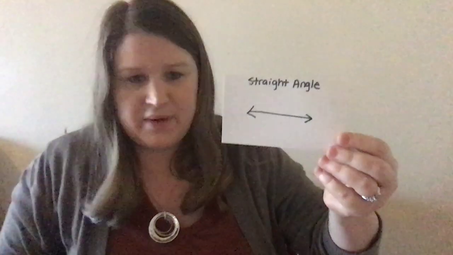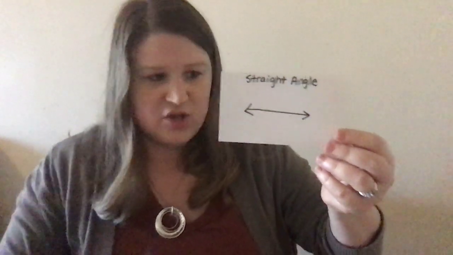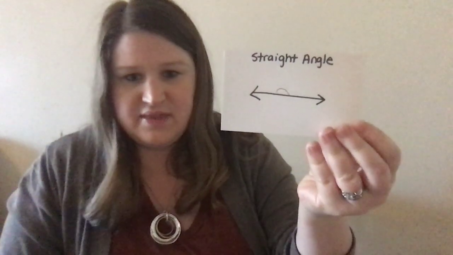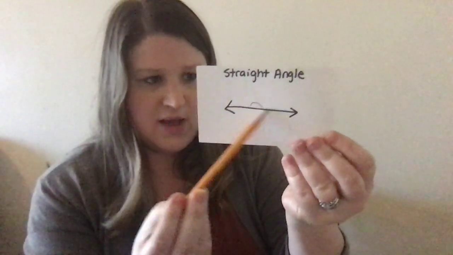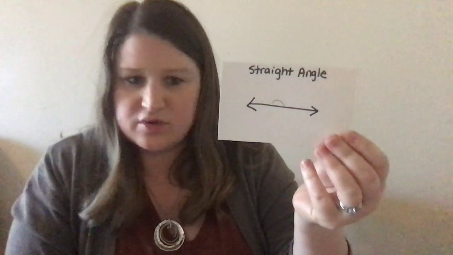Now, the last one we talked about was a straight angle, which basically is just a straight line. So this part right here would be the angle measure. It would be this whole part here, but it's just a straight angle or a straight line. Now, we also talked about different types of lines. There were 3 different types of lines that we talked about.